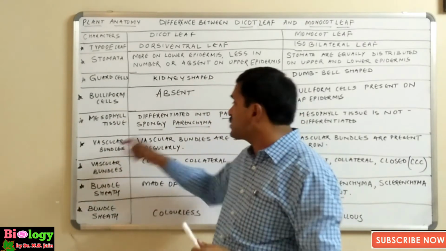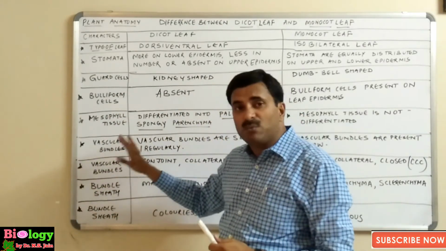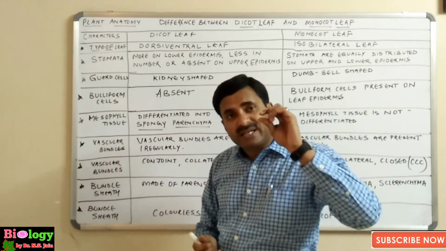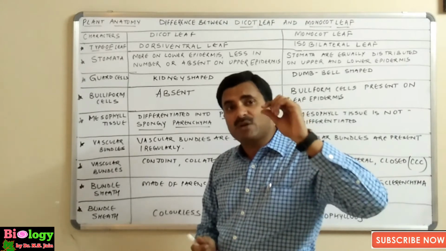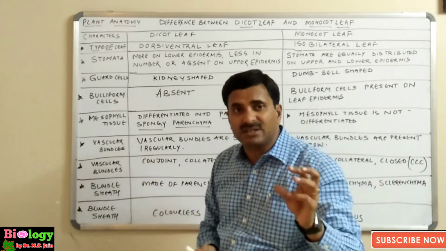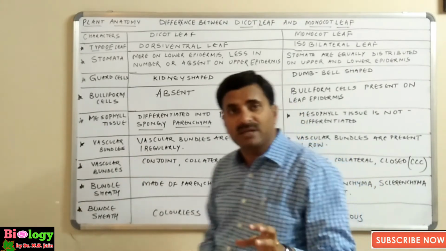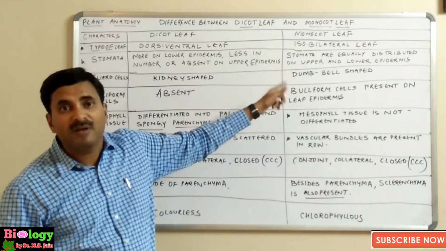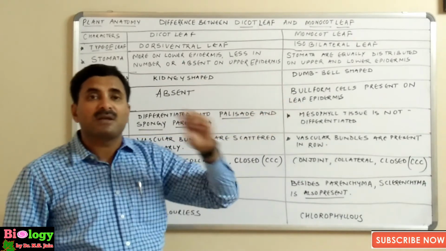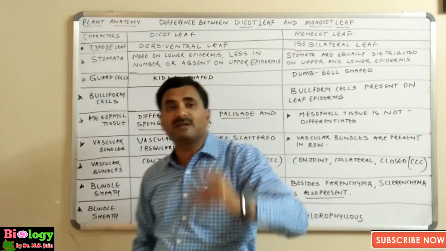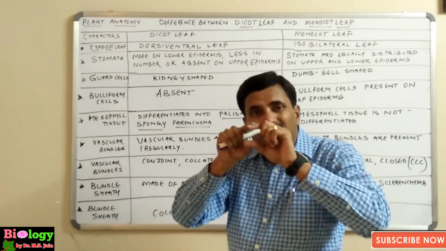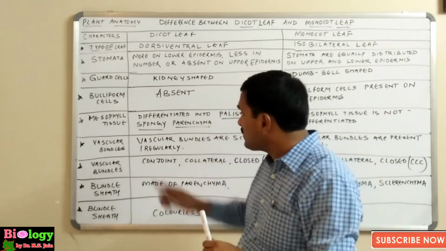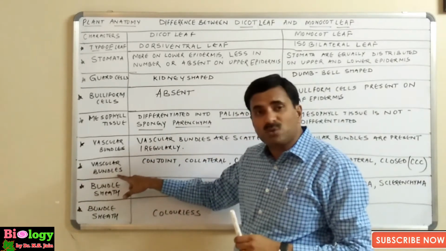Now, what type of vascular bundles are present, and what is the arrangement of the vascular bundles? In the case of the dicot leaf, the vascular bundles are scattered and present irregularly. But if we view the monocot leaf, the vascular bundles are present in rows. They are present in rows, or they are found in a particular fashion.